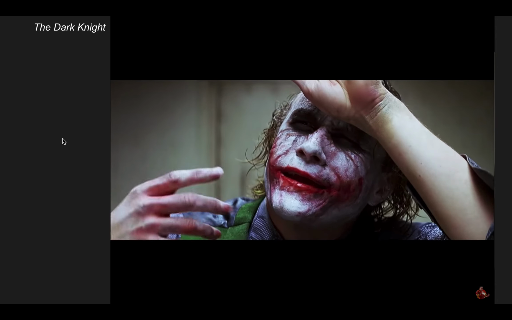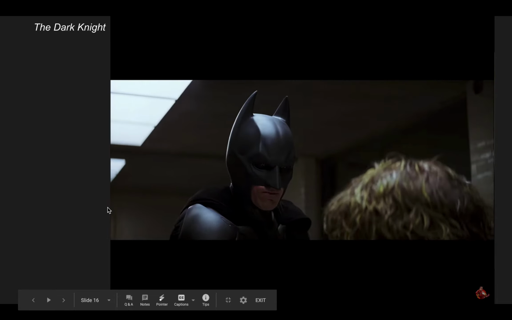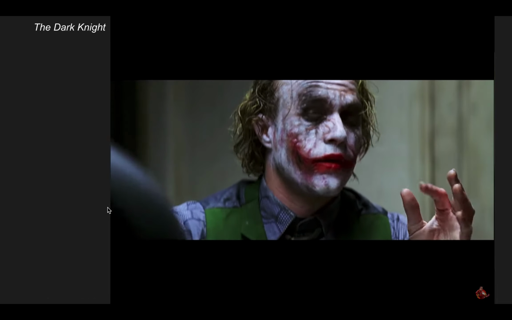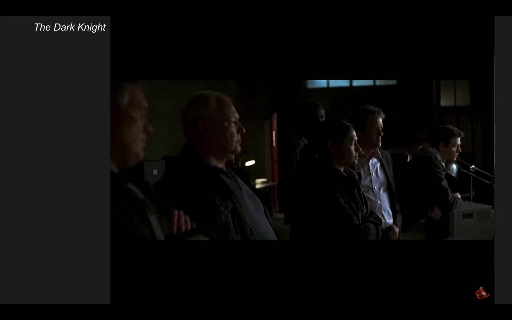Never start with the head. The victim gets all fuzzy. He can't feel the neck. This is an unequal power dynamic. Batman is more powerful than him, hence the high angle and low angle. But now look what happens. Now they're at eye level.